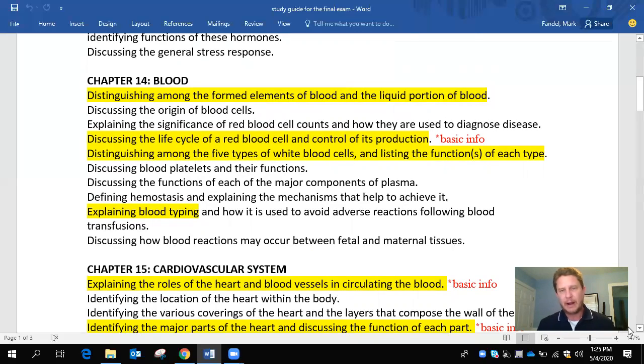Now, outside of that, I'm going to be very brief on any questions, not going too much into these. But the next section is going to be blood typing. There's going to be a couple questions on blood typing.